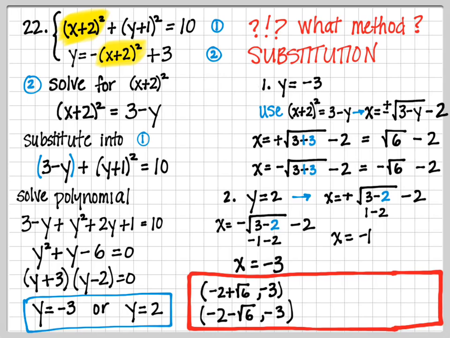So the first 2 points we've got is negative 2 plus the square root of 6, comma, negative 3, and negative 2 minus the square root of 6, comma, negative 3. And the other 2 points are negative 1, comma 2, and negative 3, comma 2. And so these are the solutions to the last 3 problems on your conic review sheet.